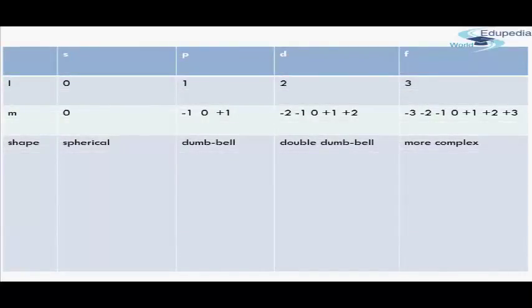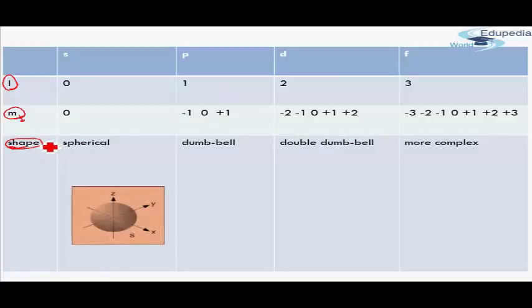So these are the orbitals which we'll be studying. Here on the left hand side, this is l, the value of azimuthal quantum number for various orbitals. This is the value of m, that is the magnetic quantum number or the value of orbital itself, you can say, and this is the shape of the orbital, that is in 3D space what kind of shape the region of electron will have. So first let's talk about the s orbital.